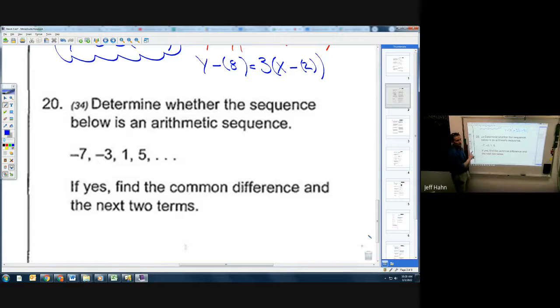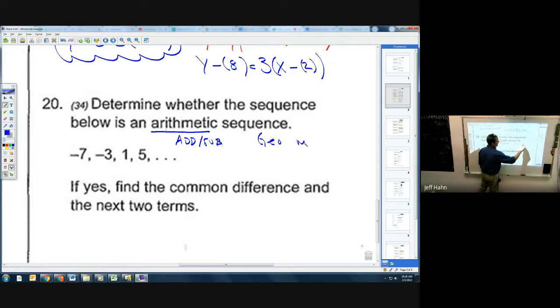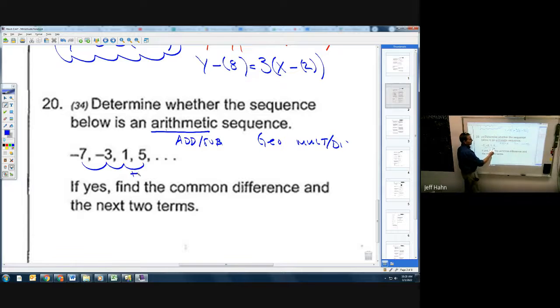By the way, what's the difference between arithmetic and geometric? Because if it's not arithmetic, it might be geometric. Arithmetic sequences are by adding and subtracting. If it asks you about a geometric one, that's by multiplying or dividing. Since each one of these goes to the next one by adding 4, that's why it's arithmetic. And the next two terms would be 5 plus 4 and 9 plus 4.